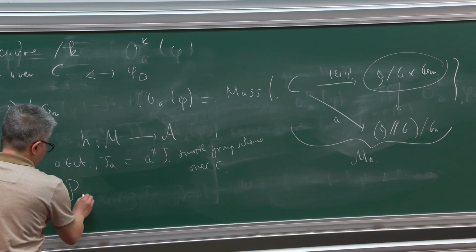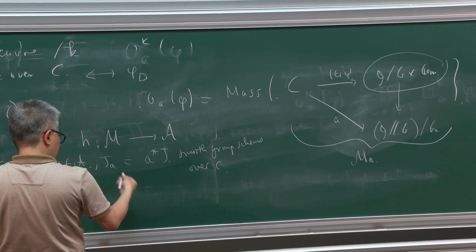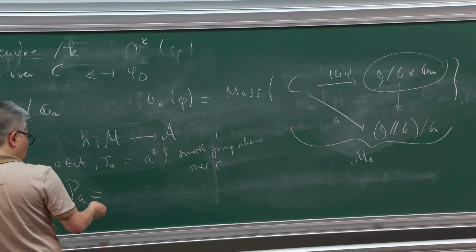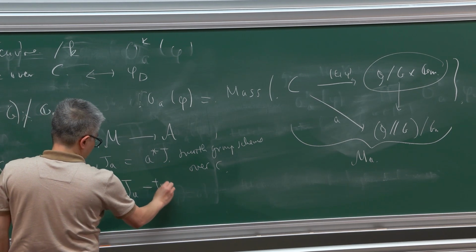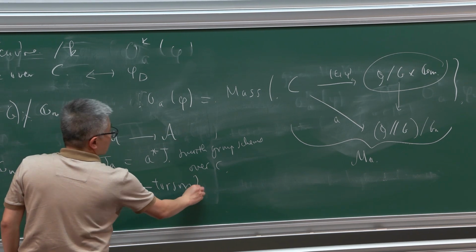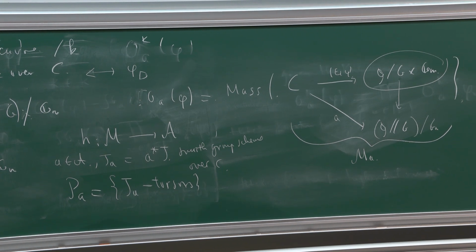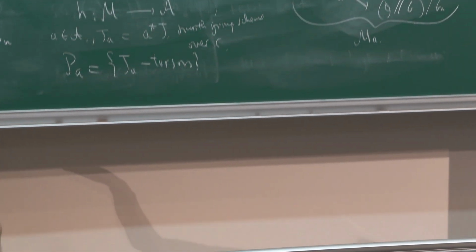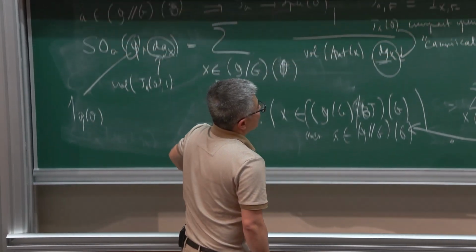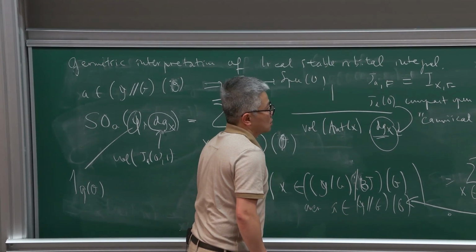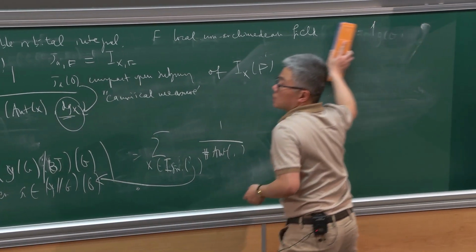And let P_a be the Picard group of J_a-torsors. And here I can think of the probability.